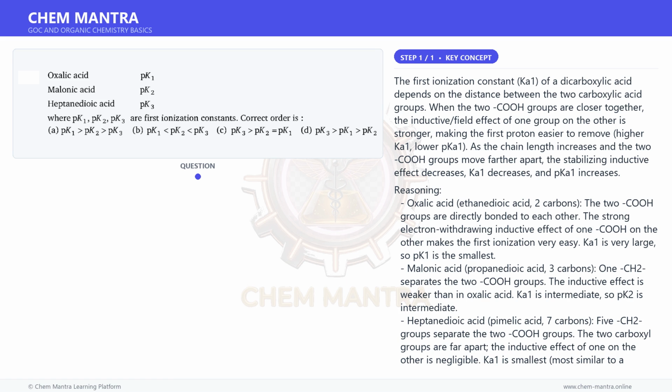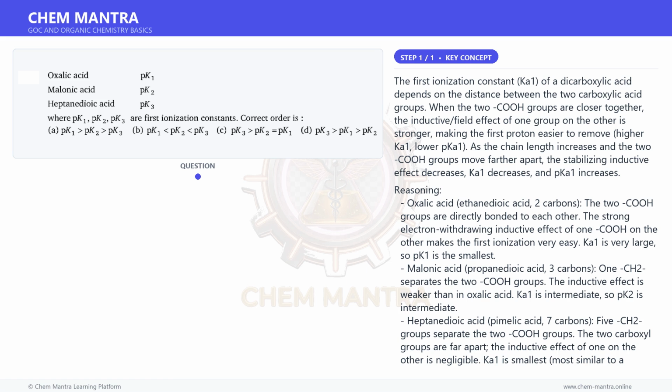Heptanedioic acid, pimelic acid, seven carbons, five CH2 groups separate the two COOH groups. The two carboxyl groups are far apart, so the inductive effect of one on the other is negligible. Ka1 is smallest, most similar to a monocarboxylic acid, so pKa3 is the largest. Thus, pKa1 < pKa2 < pKa3, which is option B.